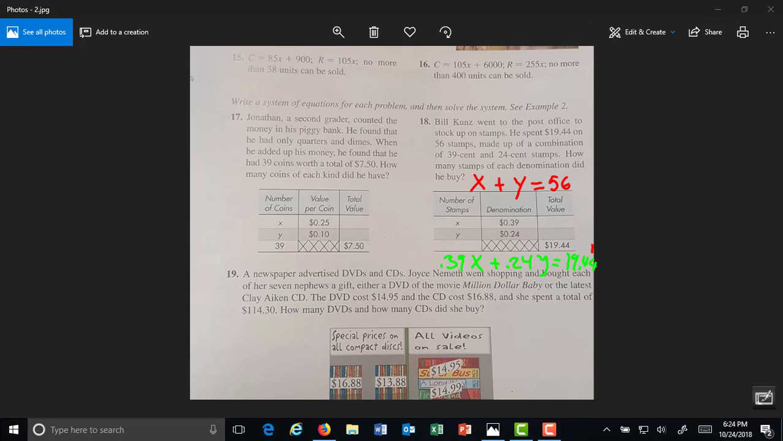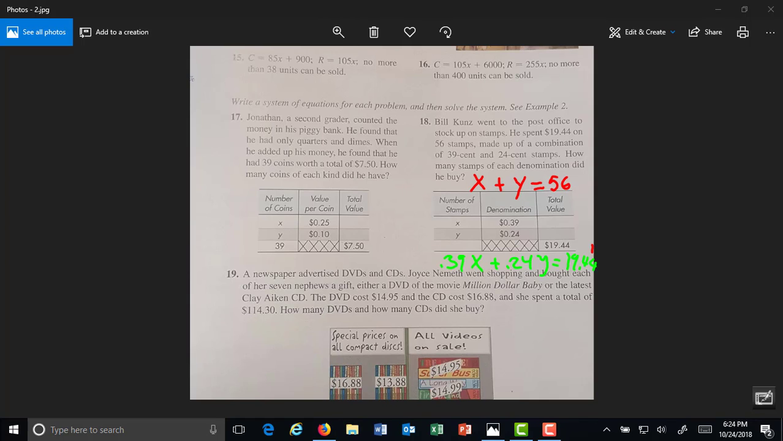How about this one? Same setup. The newspaper advertised DVDs and CDs, and she bought each of her seven nephews a gift, either the DVD of the movie Million Dollar Baby or the latest CD.